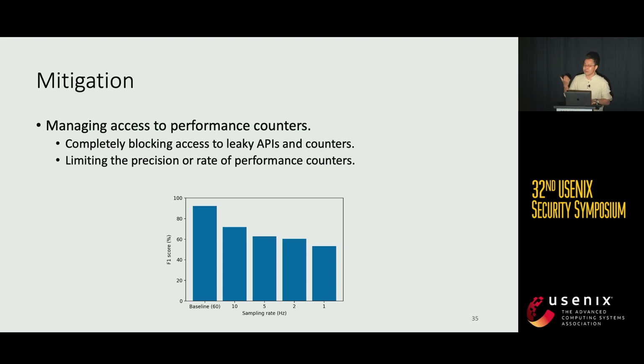The evaluation shows that even if we downgrade the sampling rate from 60 Hertz to even 1 Hertz, we can still infer something, with over 50% F1 score for the hand gesture inference attack. So this mitigation seems not very effective against this attack.